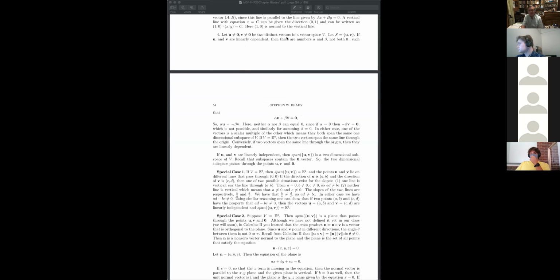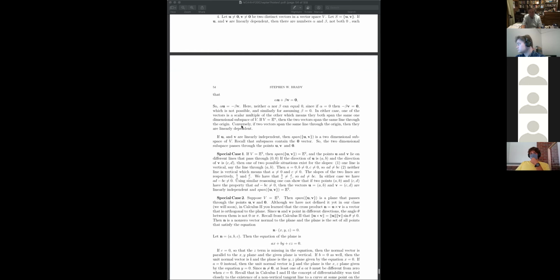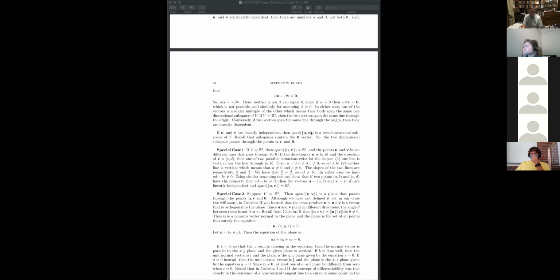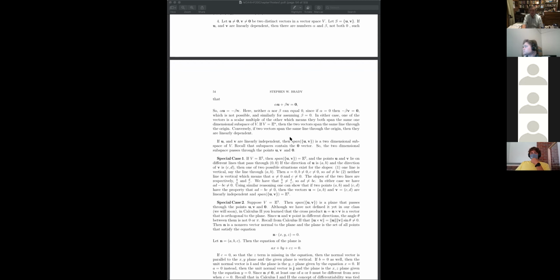Now, if I take 2 non-zero vectors, if they're independent, there are scalars, not both 0, so that when I add them up I get 0, that means one is going to be equal to minus a scalar multiple of the other. So basically, when I have independent vectors, they are not scalar multiples of each other if I have 2 of them. That's what this number 4 says. If they're independent, they span a two-dimensional subspace, which is a plane.